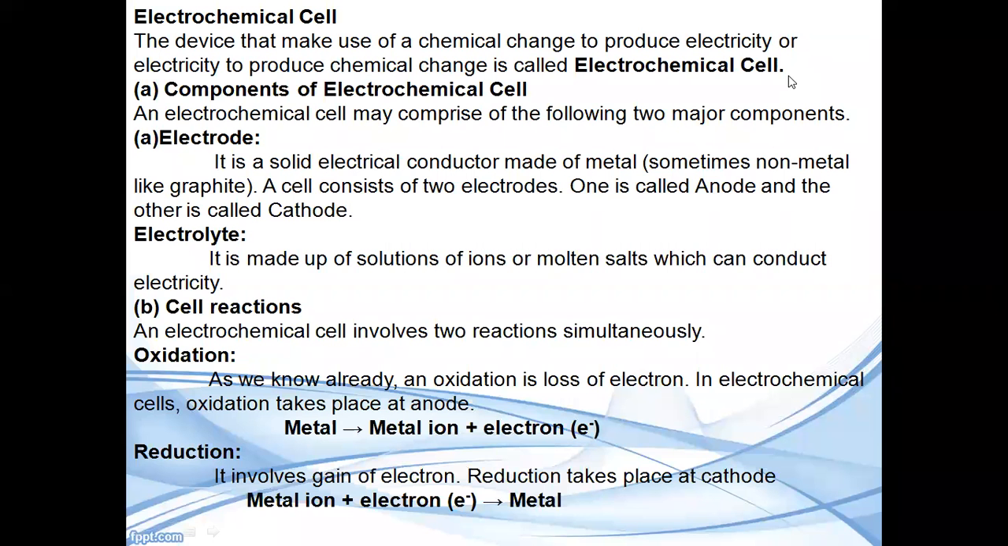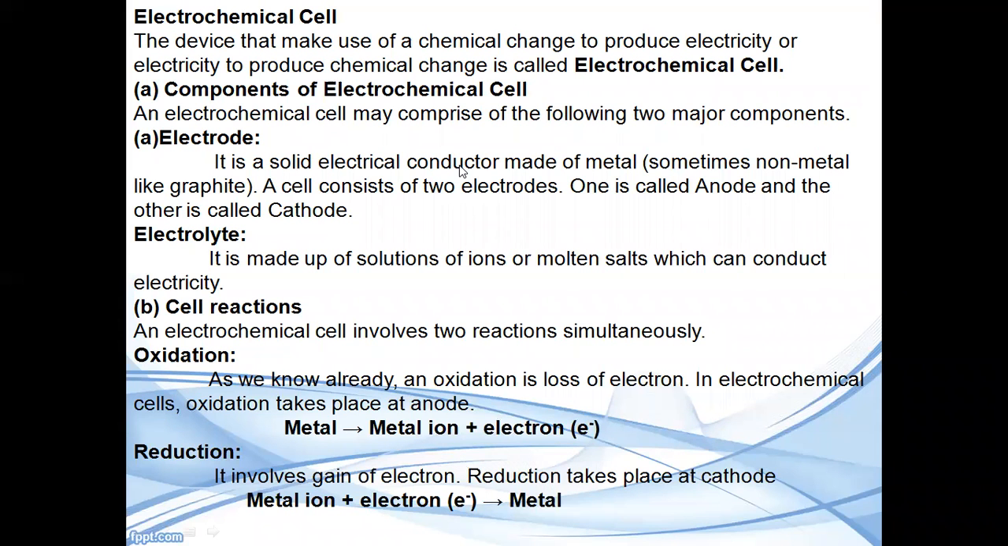What is meant by electrode? Electrode is an electrical conductor. The electrode is made up of metal. Sometimes the electrode is made up of non-metals like graphite. A cell consists of two electrodes. One is anode, the other one is the cathode. Already we know what anode and cathode are.